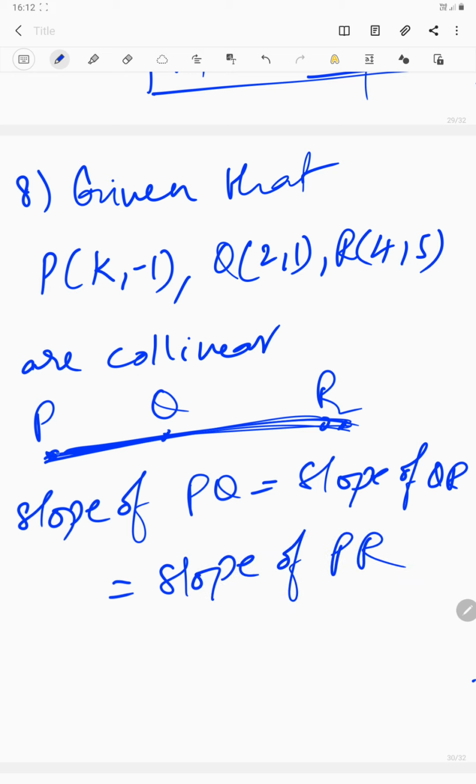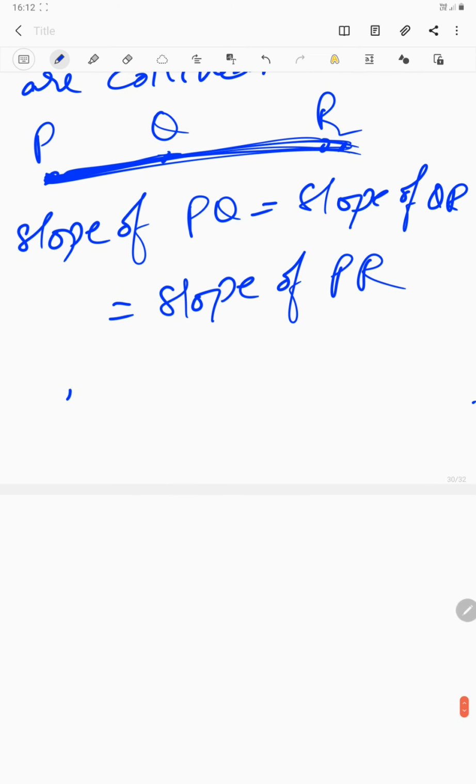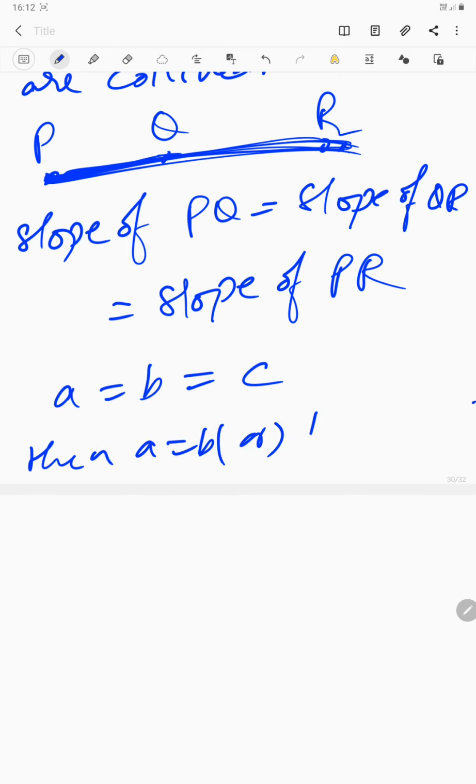सारे लाइन्स का PQ एक लाइन है, QR एक लाइन है और PR एक लाइन है. So they are on the same line. इसका मतलब पूरा लाइन का स्लोप एक ही है ना. You are dividing into parts or the same line, the slope is same. इसका मतलब if a is equal to b is equal to c, then a is equal to b or b is equal to c or c is equal to a is the condition, right?